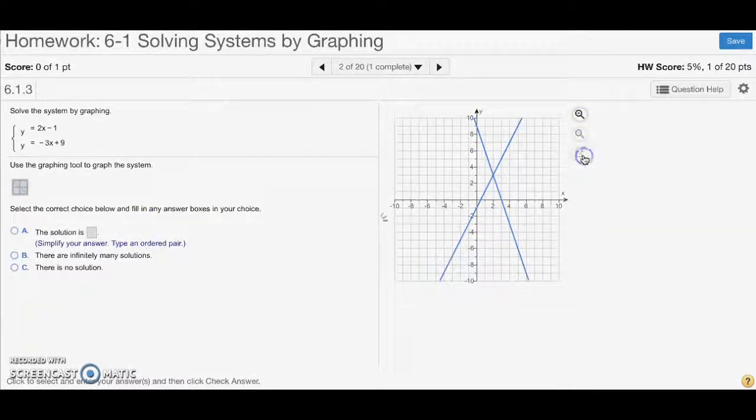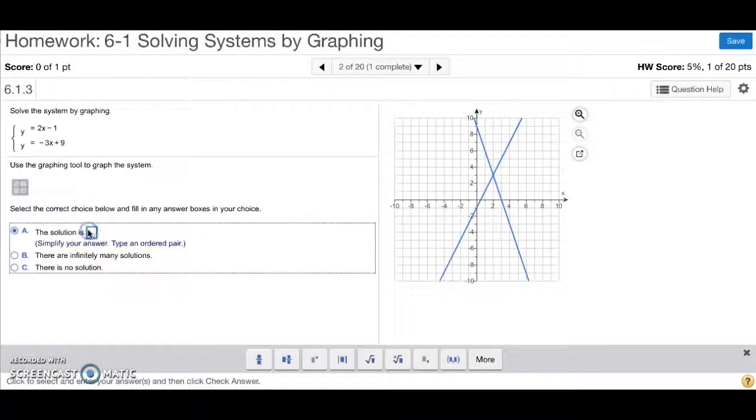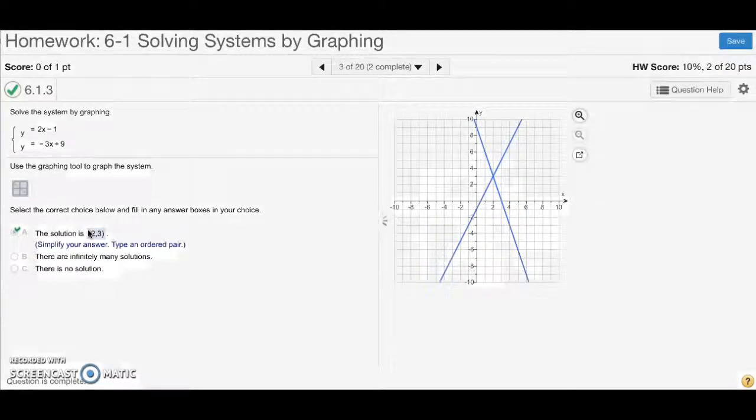Now my intersection point or solution would be 2, 3. So in parentheses, I'm going to put parenthesis 2, comma 3. And that is my answer for number 2.